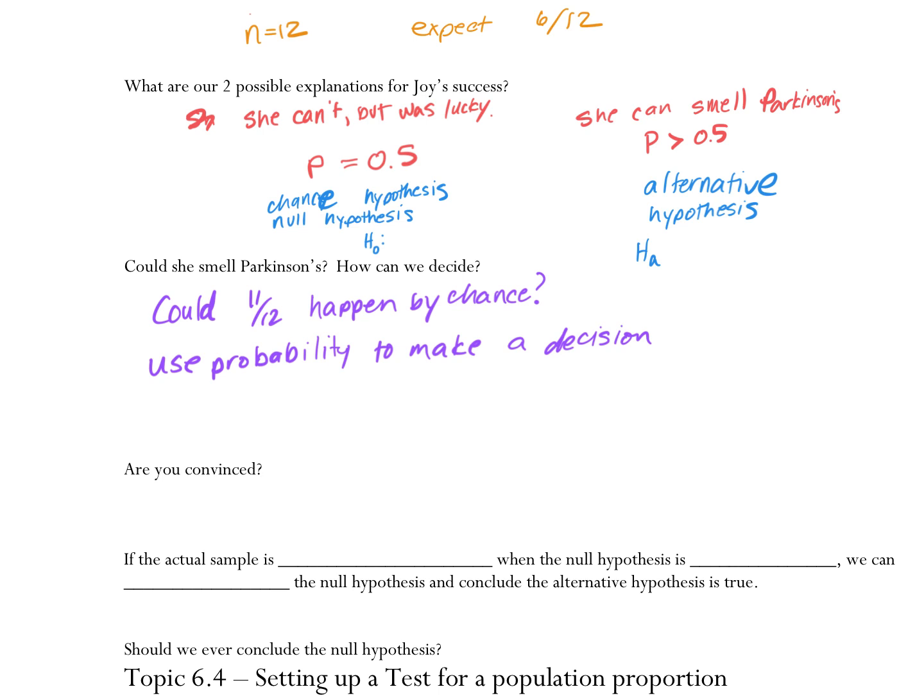Okay. So, anything can happen by chance. So what we do is we use probability to make our decisions. So could it happen? Sure. But if it's unlikely, that's what makes us start to be like, oh, okay. So, you guys, what we want to ask ourselves is, what is the probability that she gets 11 out of 12 right if she's just guessing? Everybody good?